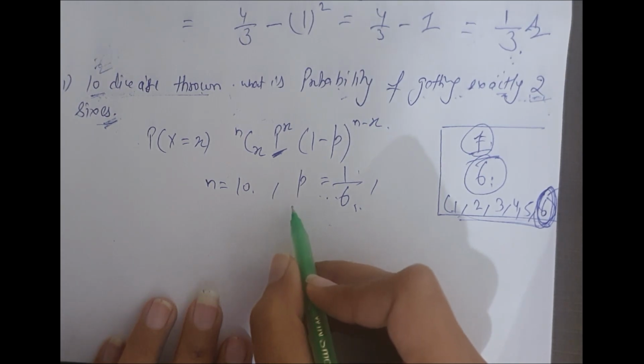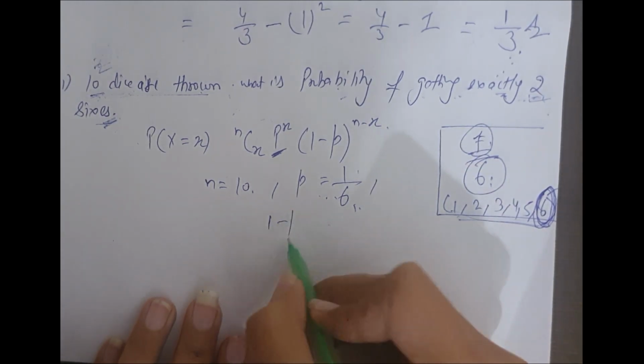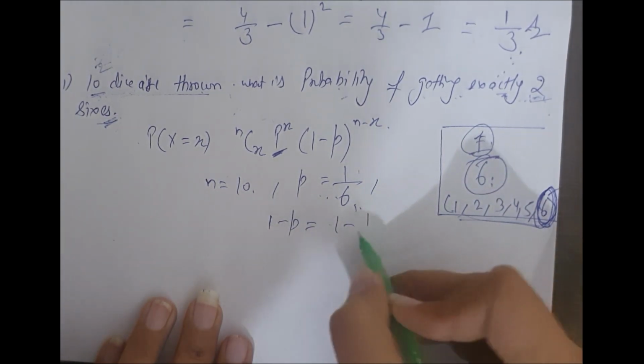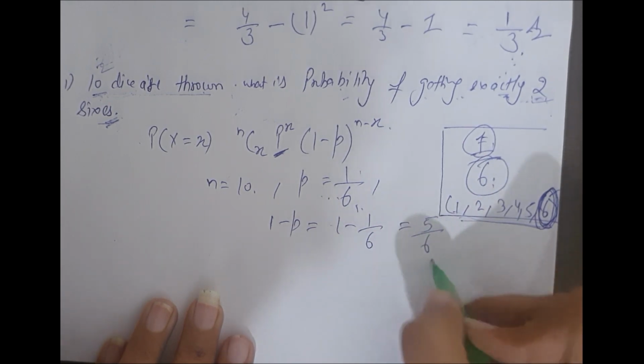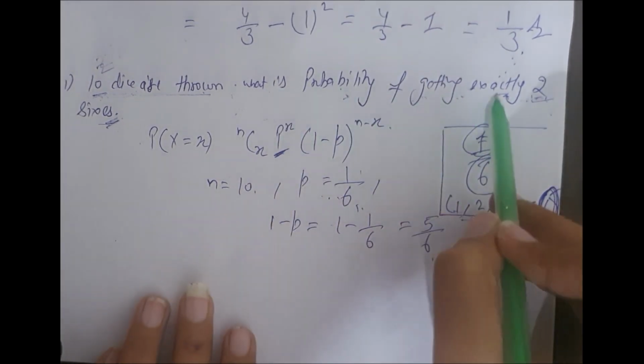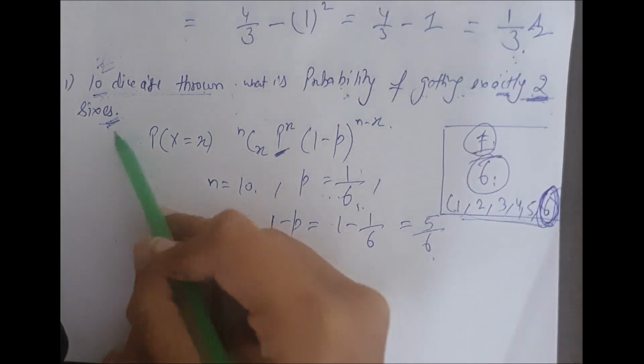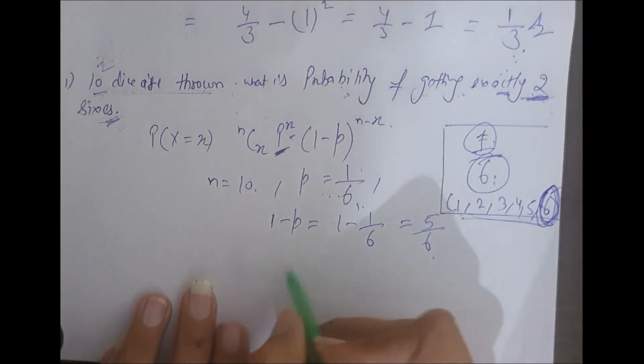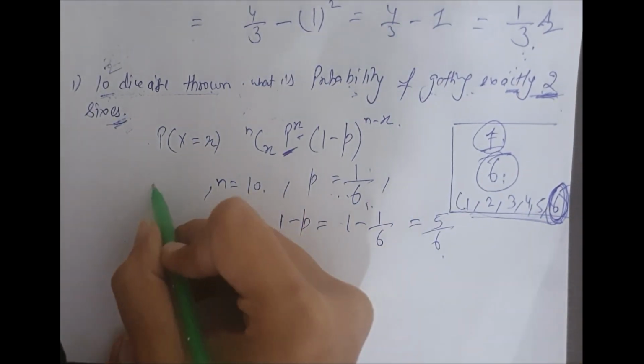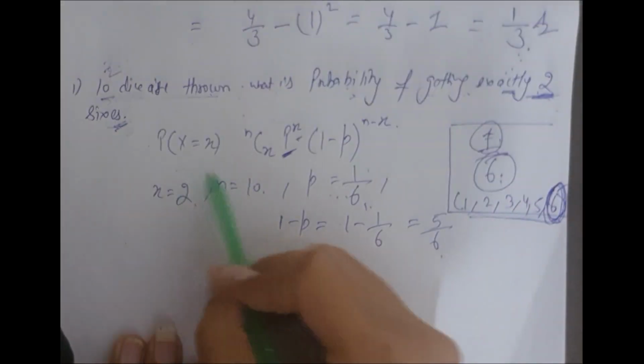And the probability of not getting success is 1 minus p, that is 1 minus 1 by 6, which is 5 by 6. What they are asking is the probability of getting exactly 2 sixes. So x here is 2. Put that in this formula.